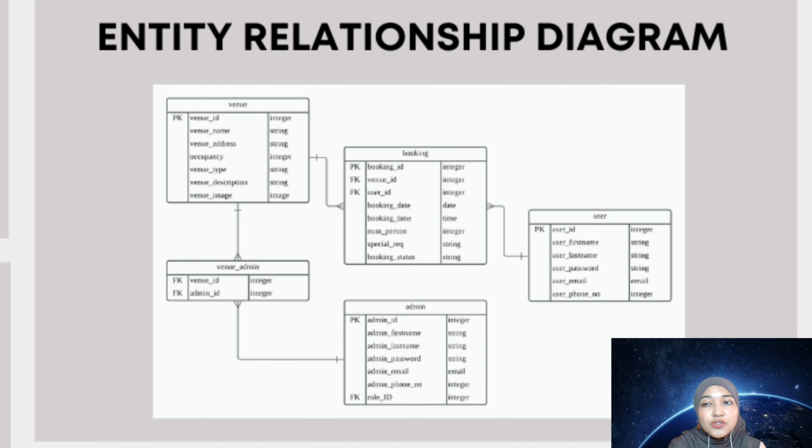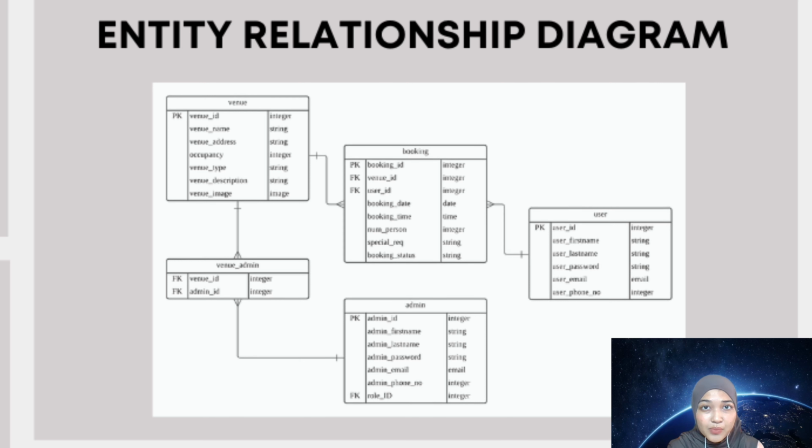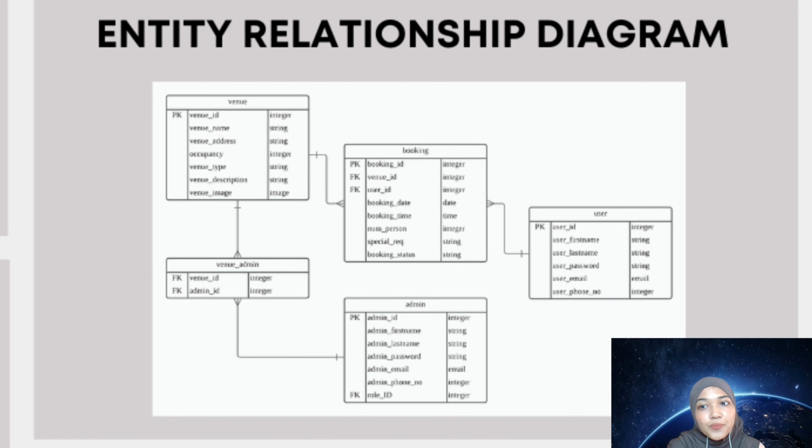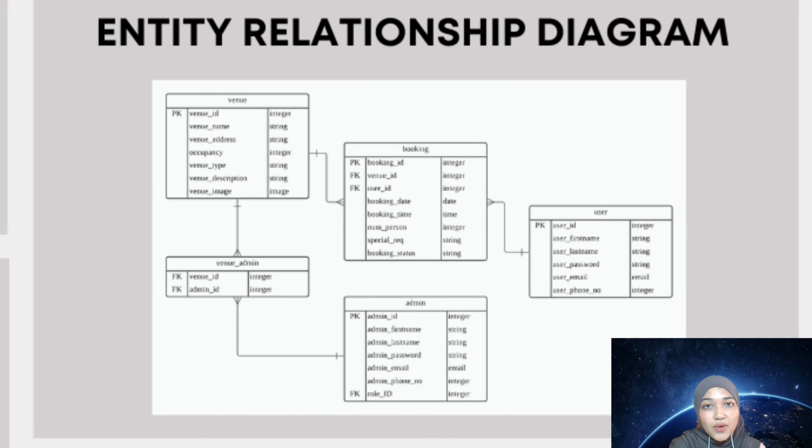This is because the user will be able to make the bookings in the app. Meanwhile, the booking table and the venue table are connected to each other because the booking is based on the venue available. And lastly, the admin is in charge of managing the venue. And since we have more than one admin, there is a bridge that connects the admin table and also the venue table, which is called the venue admin table.